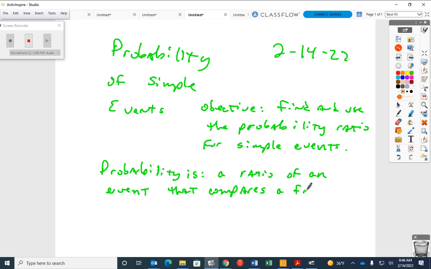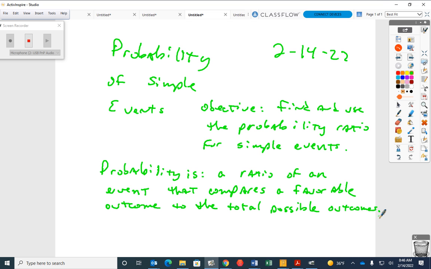a favorable outcome to the total possible outcomes. So as you put this in your notes, these are very, very important. Hang on to these notes, this whole chapter. Hang on to these notes. So what do you think that means? Favorable outcomes to total possible outcomes.